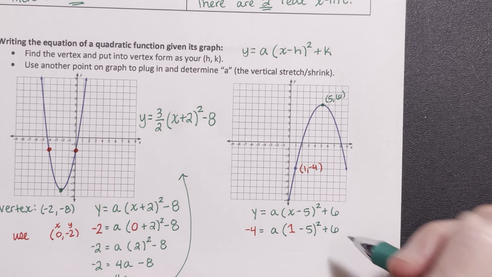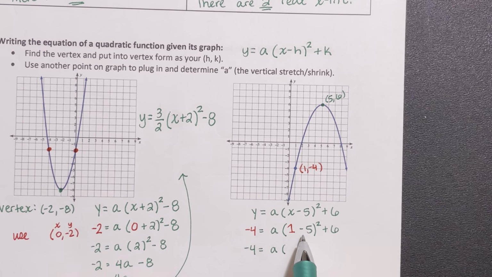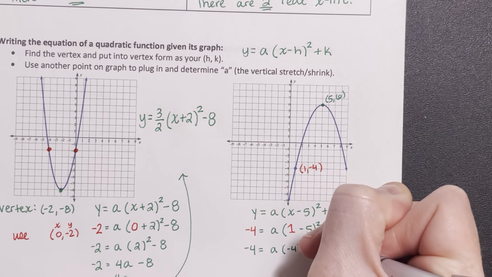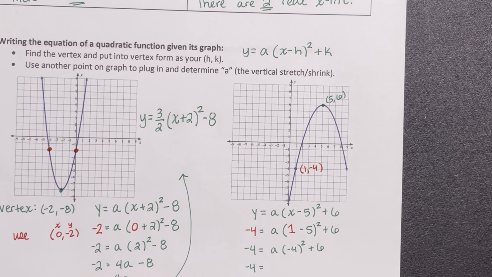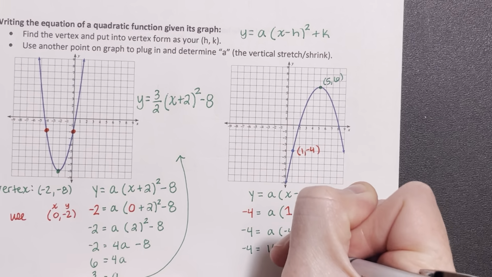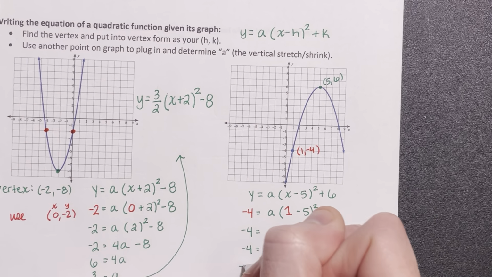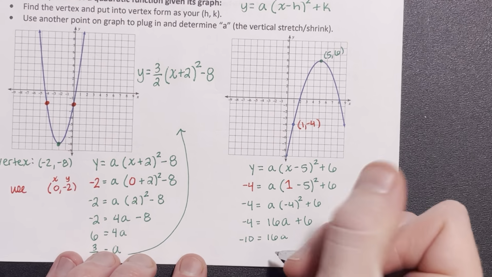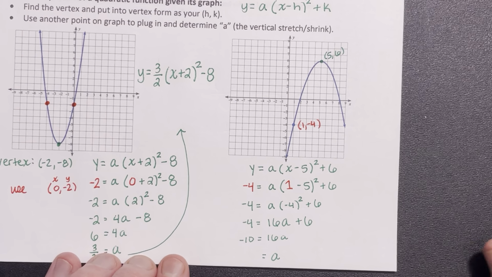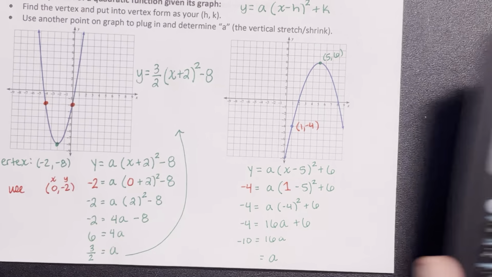And we'll simplify this and solve for a. So -4 equals a times (1 minus 5), which is -4, squared plus 6. That's -4 equals, so -4 squared, 16, 16a plus 6. And we're going to subtract 6. Subtracting 6 gives me -10. And divide by 16. That's negative 10 over 16, but you want to reduce that fraction. So negative 10 over 16 gives you a decimal. We can find the fraction. It's negative 5/8.